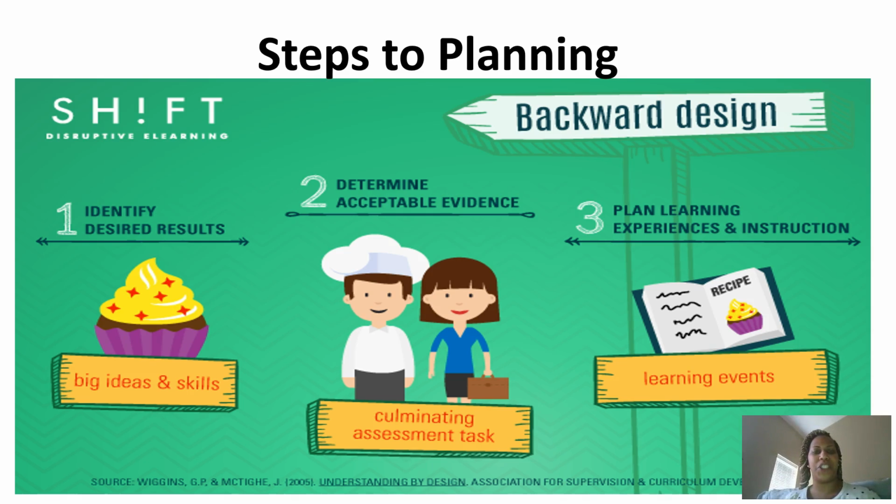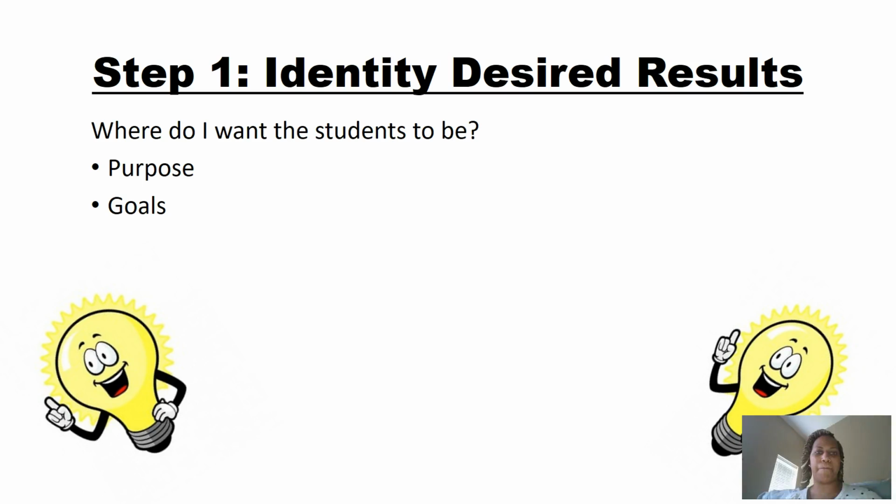And then for number 2, you're going to determine acceptable evidence. How am I going to know that? What am I going to accept to show me that the children mastered the standard? And number 3, then I'm going to plan my learning experiences and instruction. So I learned how to make the nice, beautiful cupcake through recipes and through instruction from the teacher.